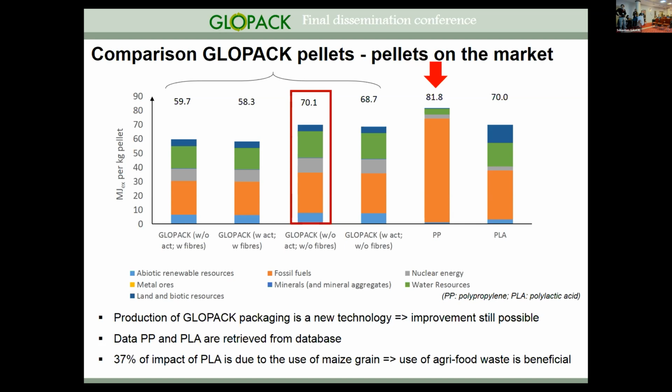What is nice to know is that in PLA, 37% of the impact is actually due to, in this case, the database, where it was made out of maize grain. So the use of agri-food waste seems to be beneficial in this storyline.